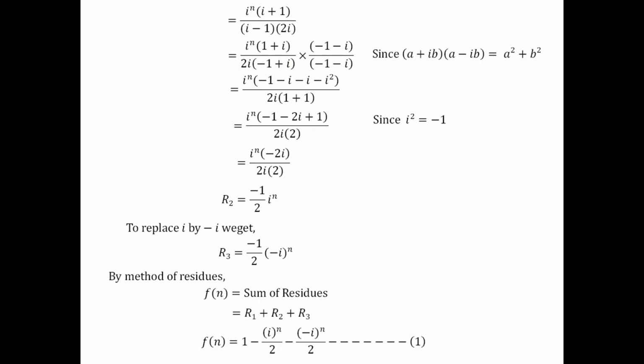So R1 is equal to 1, R2 is equal to i^n by 2, R3 is equal to -i^n by 2. That is equation number 1. We know that i^n, in complex numbers, is (cos pi/2 + i sin pi/2)^n, right? i can be written as cos pi/2 + i sin pi/2, because cos pi/2 is 0, sin pi/2 is 1, 1 into i, you will get i.